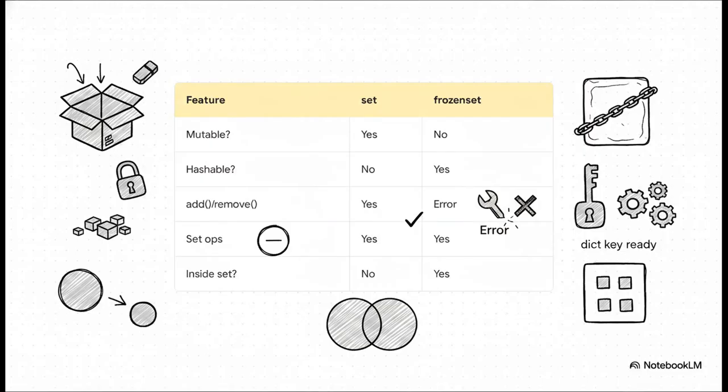Now, what's really interesting here is looking at them side by side. Are regular sets mutable? Yup. Frozen sets? No way. Hashable? Regular sets are a no, so no dict keys for them. Frozen sets? Yes, absolutely ready for dict keys. You can easily use .add or .remove on a regular set, but try that on a frozen set and you'll get an immediate attribute error. But here's the cool part. Both of them fully support your standard set operations, like unions and intersections. Oh, and crucially, you can't put a regular set inside another set, but a frozen set, you absolutely can.